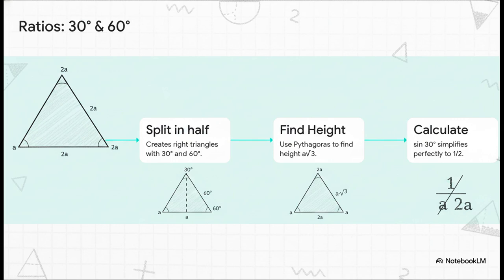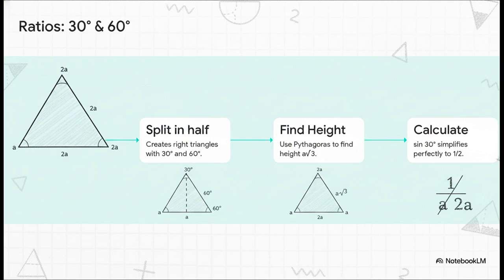First, imagine an equilateral triangle. All sides are equal. Let's call the length 2a, and all angles are perfect 60 degrees. Now drop a straight perpendicular line right down the middle. You've just sliced it into two identical right triangles. That top angle got cut in half, so now it's 30 degrees. The base got cut in half, so it's just a.